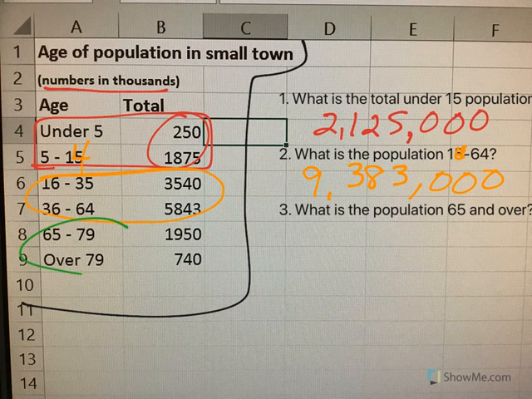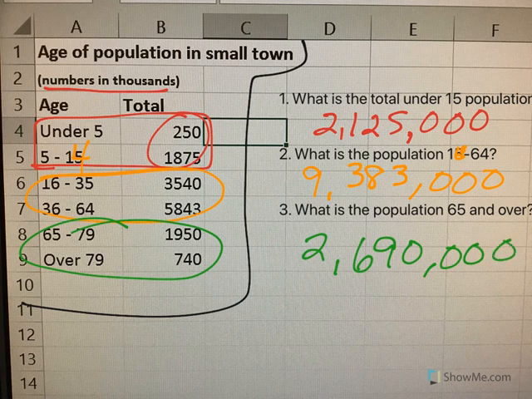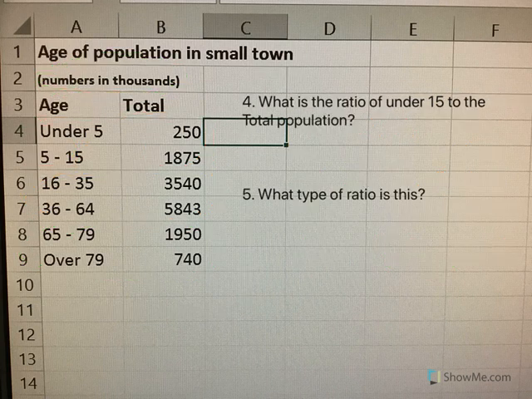65 and over, well, that's these two groups, so again, I add them together. 2,690. In thousands, we add 3 more zeros. So make sure you're paying attention to the fine print when you're dealing with these. Now let's go one step further.